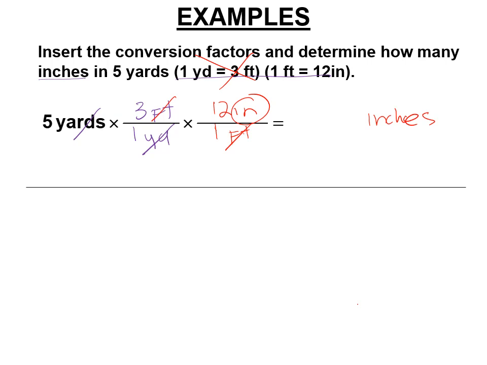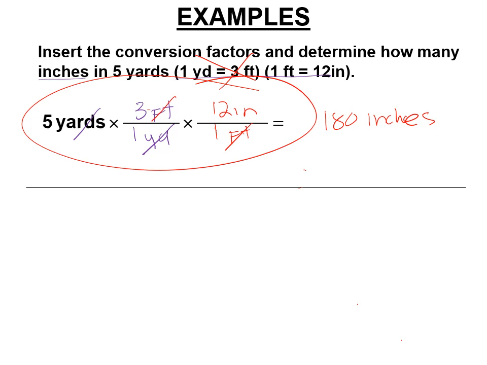So it's 5 times 3 times 12. Now this is all multiplication, so you can multiply it in any order. We can do 5 times 3 and 15 times 12, or you could do 36 times 5. I actually think that would be easier, because you could do the 3 times 12 first, 36. And it's 180 inches in 5 yards. All right, but the work is not showing that multiplication. You know how to multiply numbers. This is the work you need to show today.